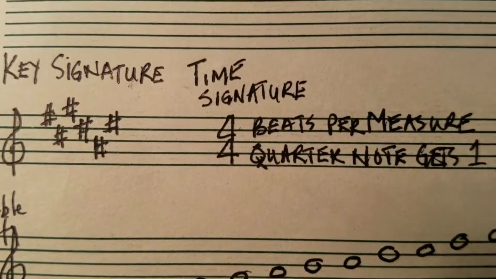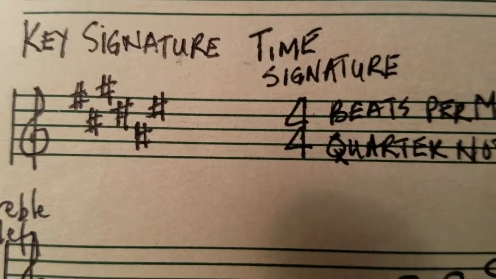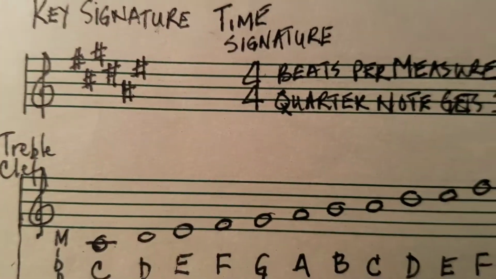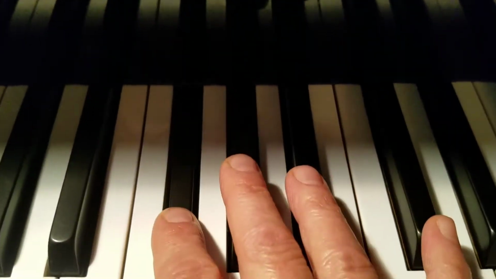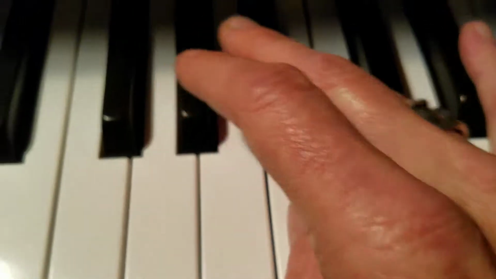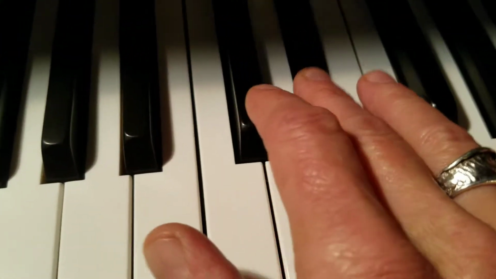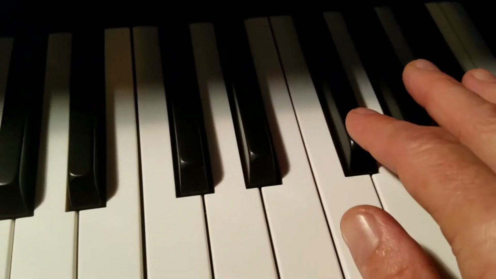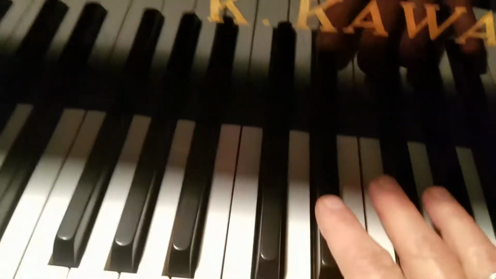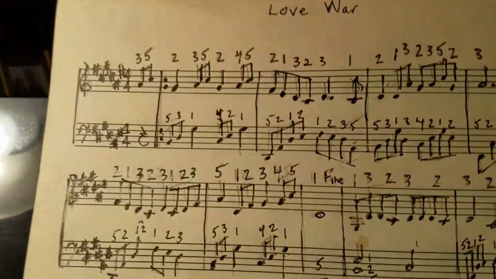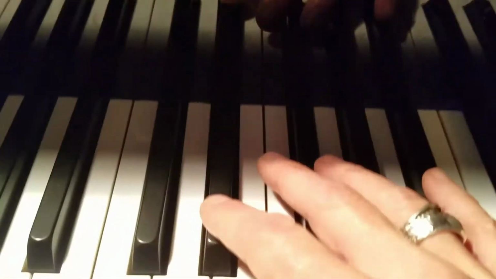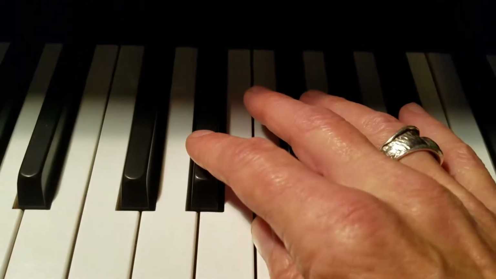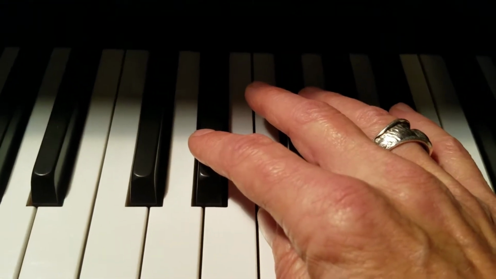So in this case, we have 5 sharps. So we are either in the key of F sharp major, which would be F sharp, G sharp, A sharp, B, C sharp, D sharp, E sharp, and F sharp. Or in the case of the song that we're demonstrating, which is called Love War by Dong Zhen. Okay, that's the song that I'll be demonstrating the right-hand part for you in a few minutes.